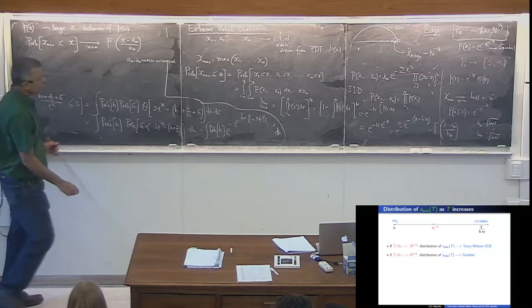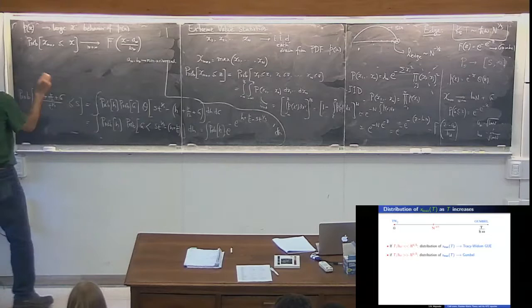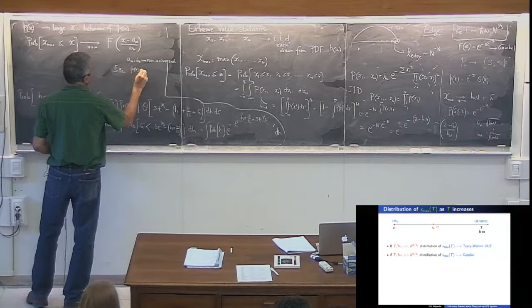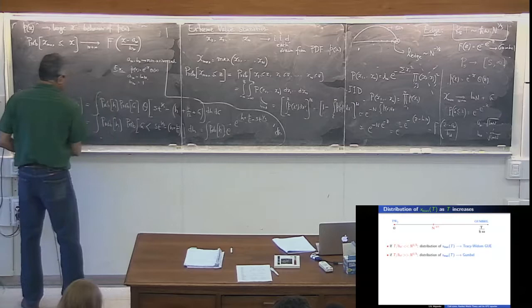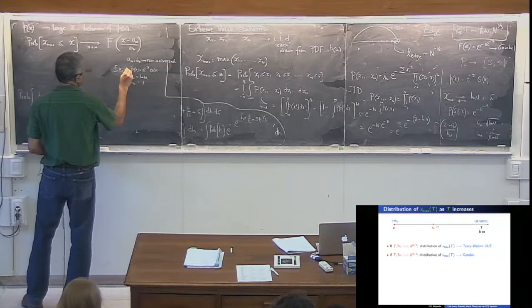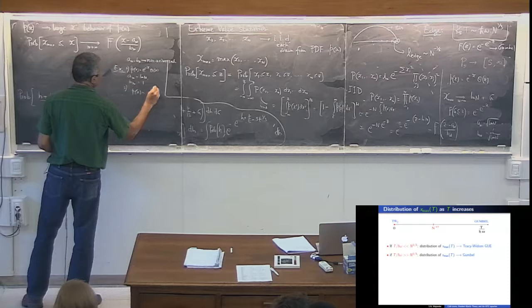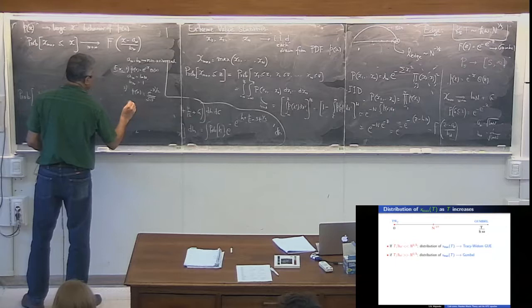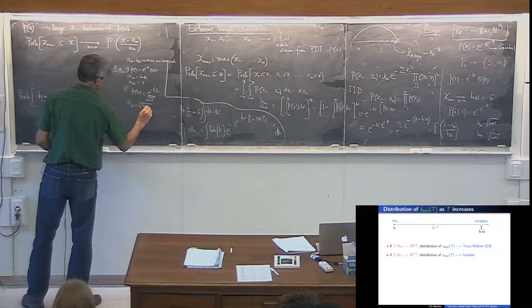For example, in the case of the exponential, if P of x is e to the power minus x, theta of x, then a_n is log n and b_n is 1. If you take a Gaussian, then you can check, and this is homework, that a_n will be square root of log n and b_n will be 1 over square root of log n. There might be some factor of 1 or 2, I don't remember now.